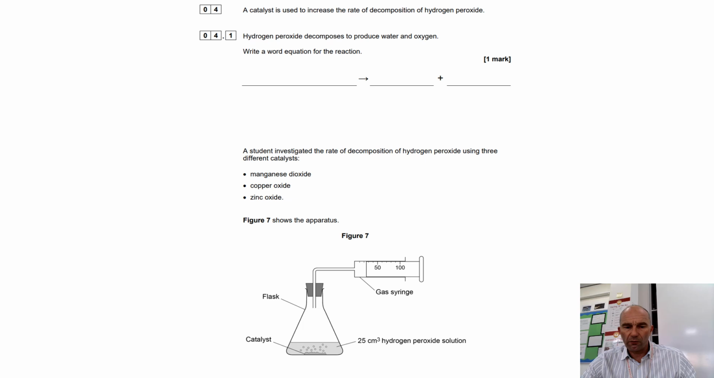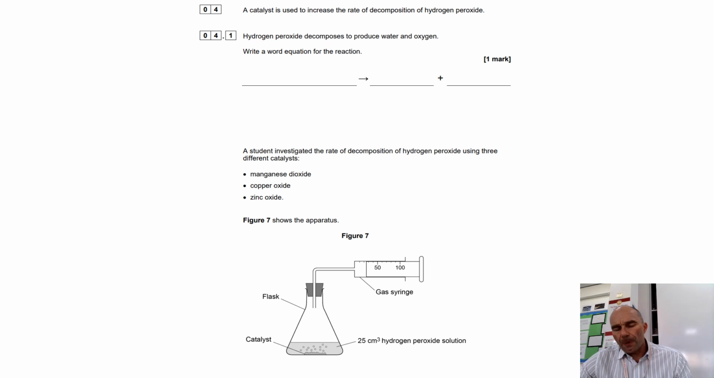Okay, question 4. We're looking at a rate of reaction question. So we're looking at the use of a catalyst to increase the rate of decomposition of hydrogen peroxide. Now, hydrogen peroxide decomposes to produce water and oxygen. We need to write a word equation for the reaction.